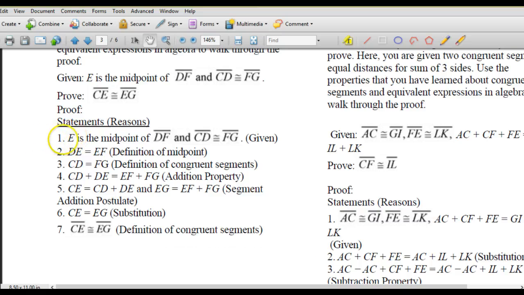And if they're equal in length, by the definition of congruent segments, I can say that the segments are congruent. So segment CE is congruent to segment EG by definition of congruent segments.